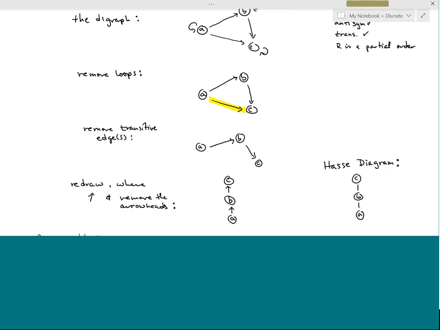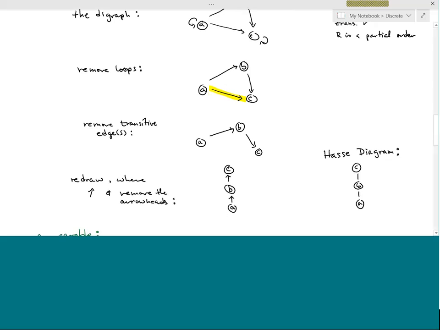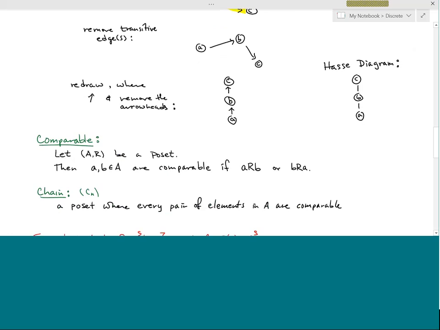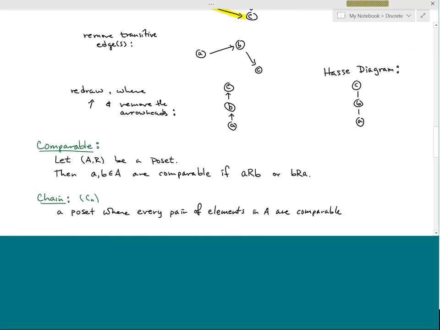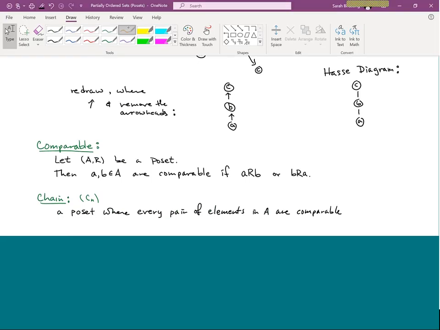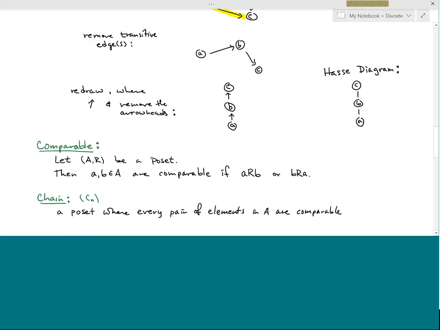So let us look at a definition, actually two definitions here. The first definition is something called comparable. Comparable deals with elements. So if you take your poset and you take two elements from the building set, please note when you're dealing with your poset, the thing to remember is the set part of poset, because you'll be dealing with the elements of the set.